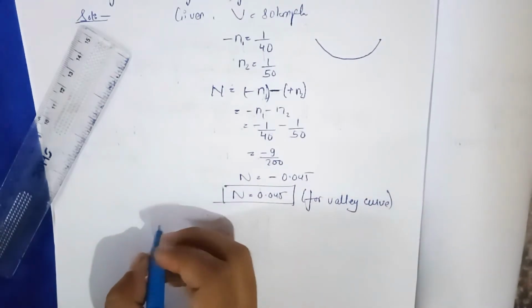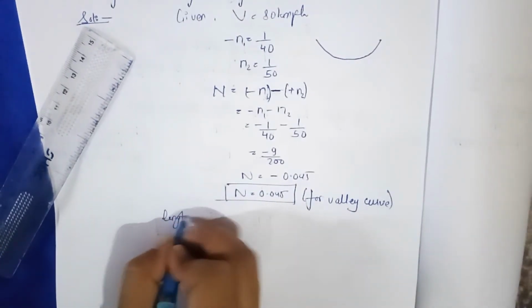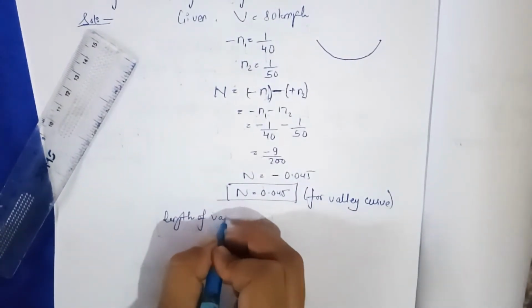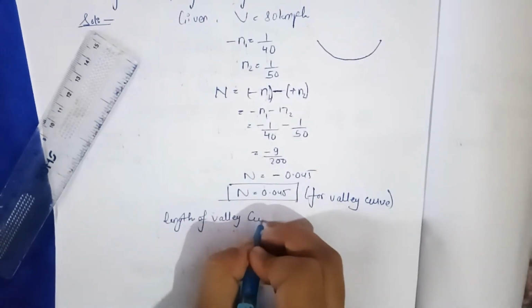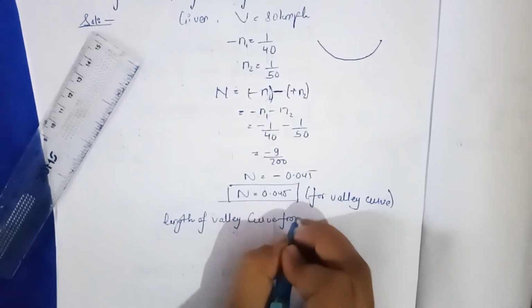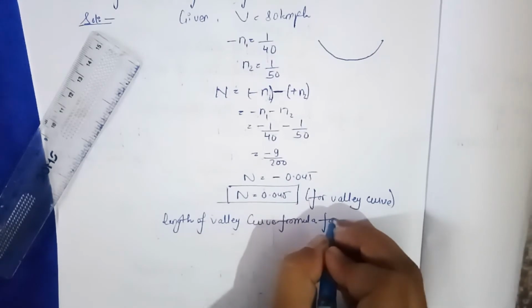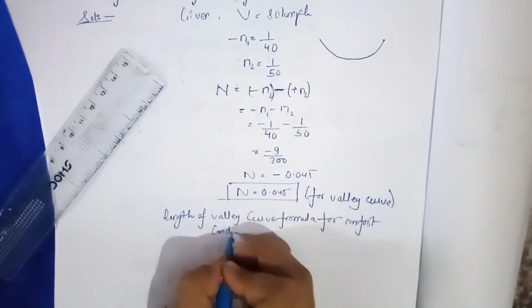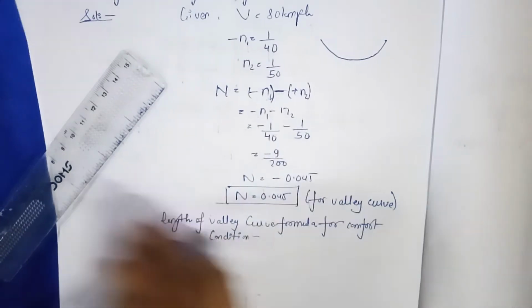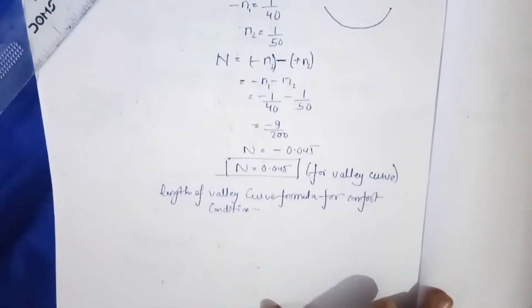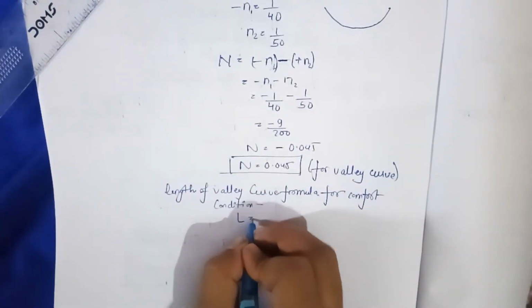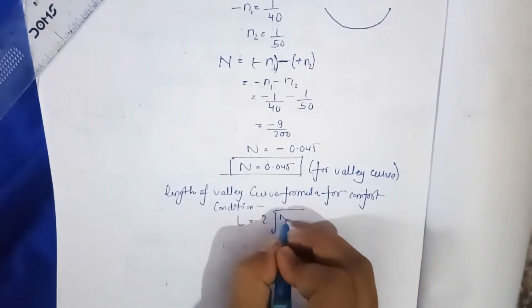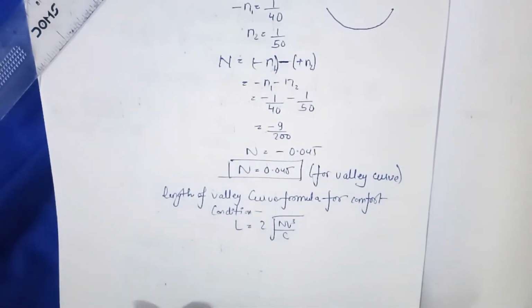Next we will see the length of a valley curve formula for the comfort condition. So for the comfort condition, what is the formula? The formula is 2 into N V cube by C.